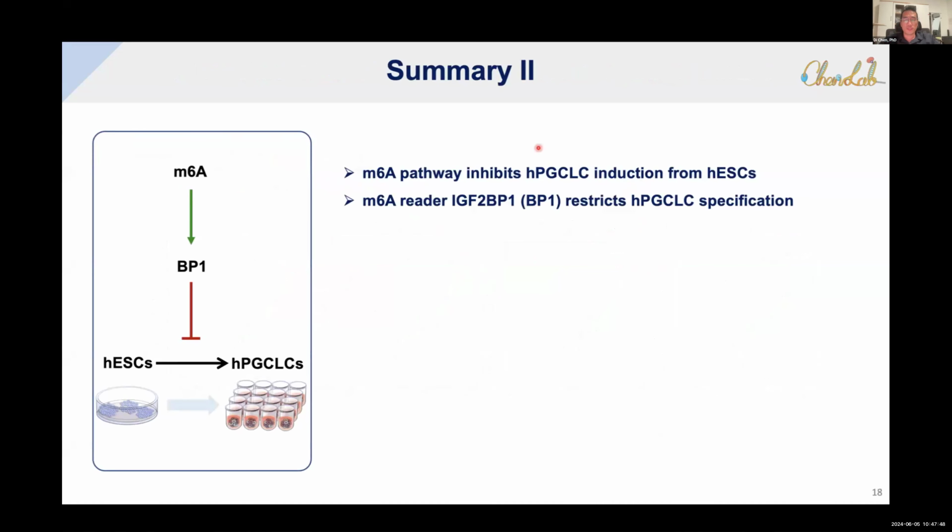So to summarize this part of the work, first we discovered that the M6A pathway is involved in inhibition of the PGCLC induction from human embryonic stem cells.